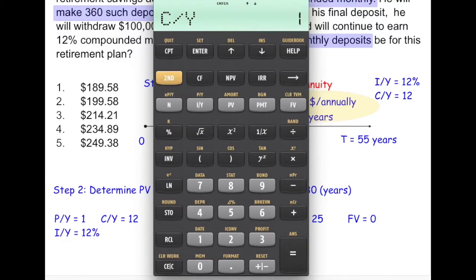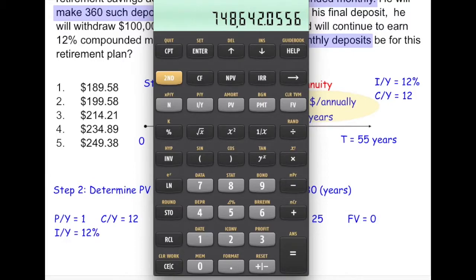For CY, we're going to press 12, enter. So PY is set to 1, CY is set to 12. I can press second compute to exit the worksheet. And I'm simply going to compute the present value. And the truth is I'm going to need this number later on, so I'm going to switch the sign to a positive by hitting the plus minus sign on the bottom right.